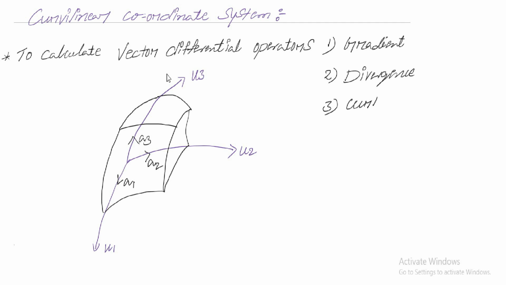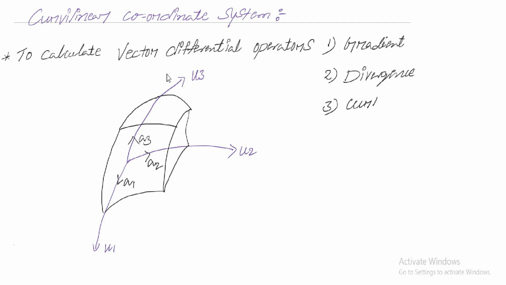This is a base for gradient of a scalar, divergence of a vector, curl of a vector. It means that by using this curvilinear coordinate system, we are going to get the gradient of a scalar, divergence of a vector, curl of a vector. So this is the image for curvilinear coordinate system. Here you are having three coordinates in curvilinear coordinate system, that is u1, u2, u3.